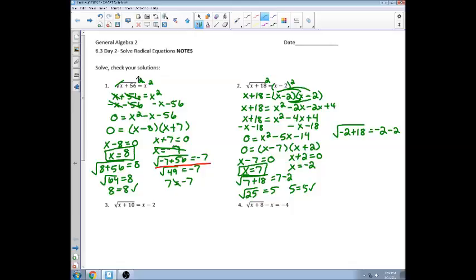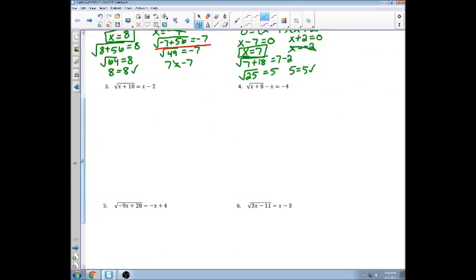-2 plus 18 would get me 16, which is equal to negative 4. Just like we talked about in our first problem, since I have a square root equal to a negative number, that is not going to work, which means that my x cannot equal negative 2. My only answer would be x equals 7. On to the next problem.